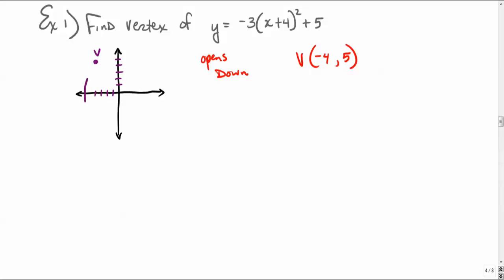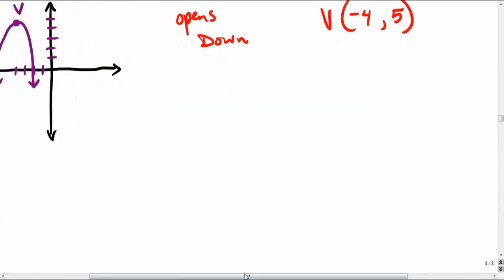That's not a very good picture. It's not much better, but I think you get the point. This thing opens down and it has a vertex at negative 4, 5. That's like the basic example. That's the first thing you want to do, think about which way it opens and where your vertex is. Then from there we're going to get into this idea of the directrix.